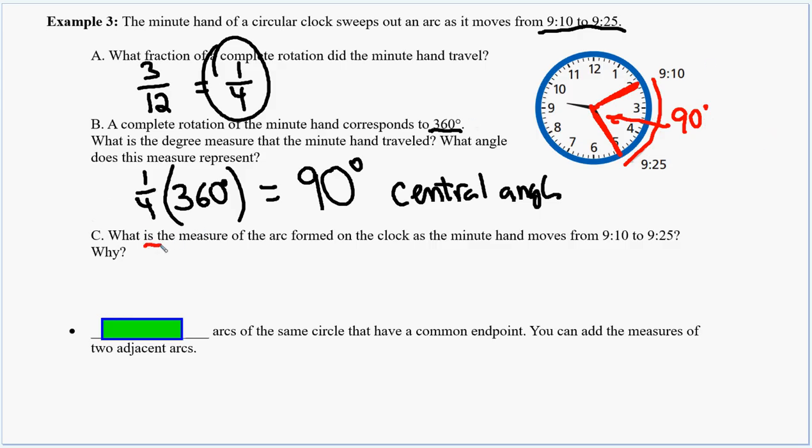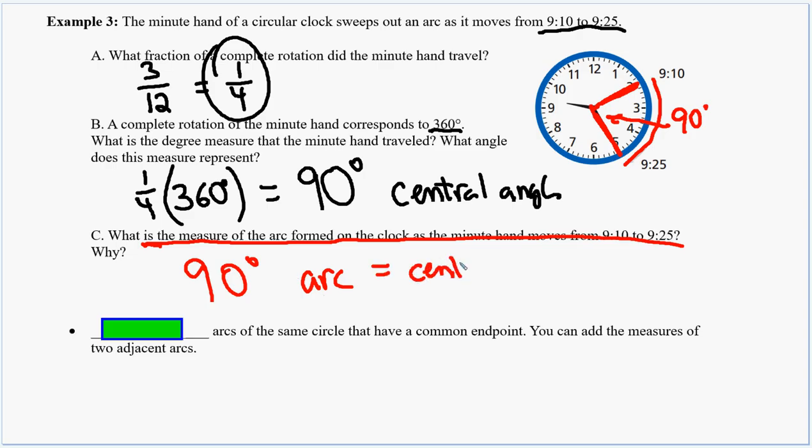What is the measure? Oh, I guess I kind of already answered this. What is the measure of the arc formed on the clock? So that is our 90 degrees. The arc is equal to the central angle. So if we had a 90-degree arc, it leads to a 90-degree central angle, and vice versa.